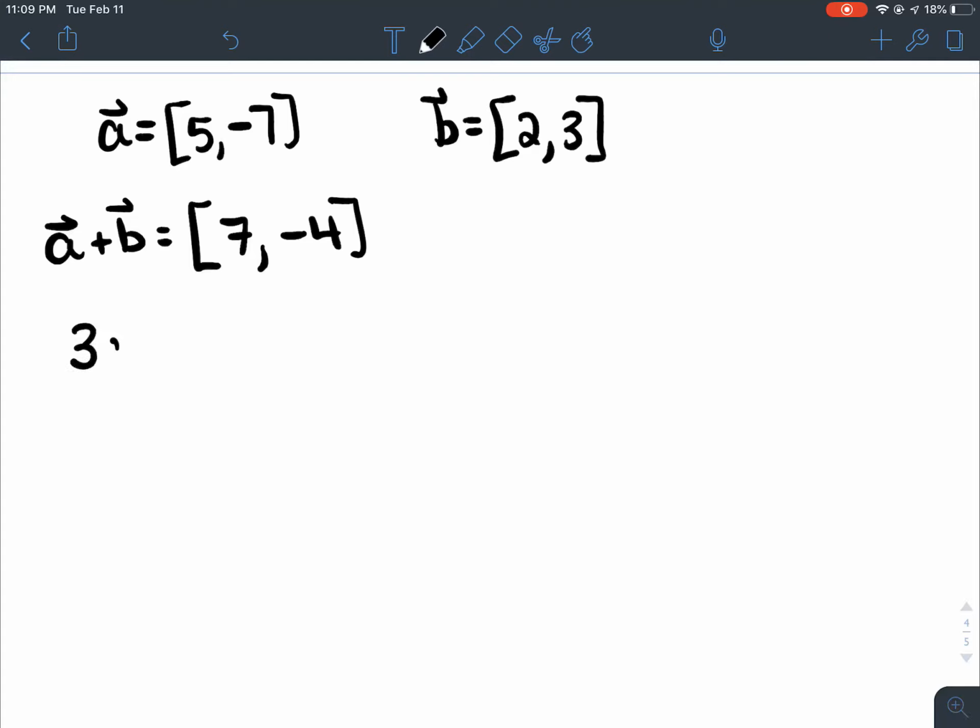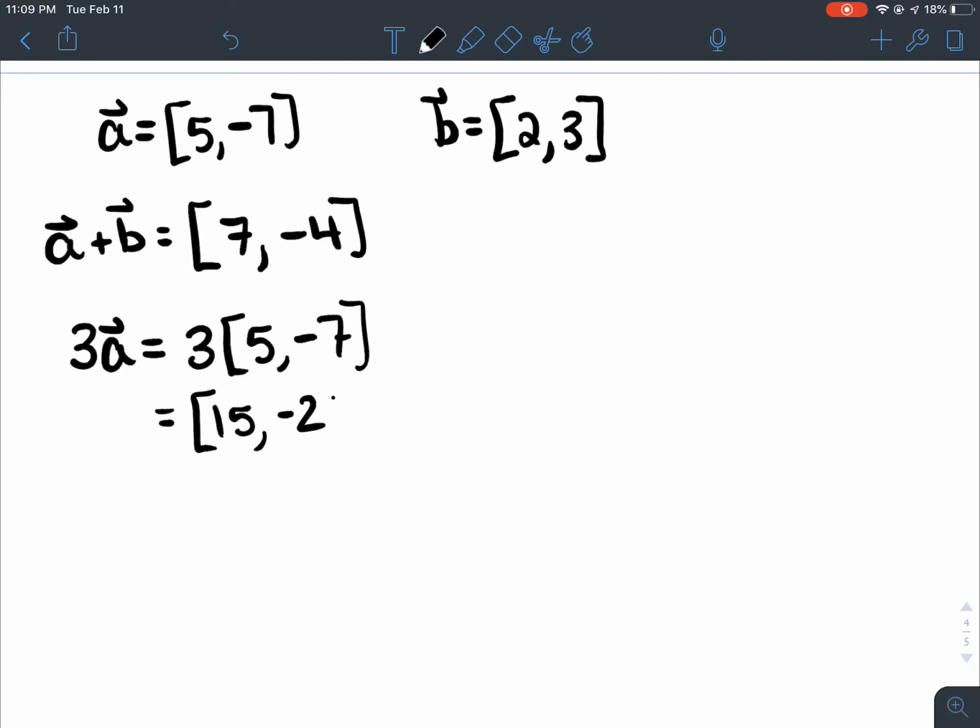What if we wanted to multiply a vector by a scalar? So 3 times vector A. So we learned that all we have to do is multiply that 3 through the vector. So 15, negative 21. And now this vector, 15, negative 21, would be collinear to vector A.